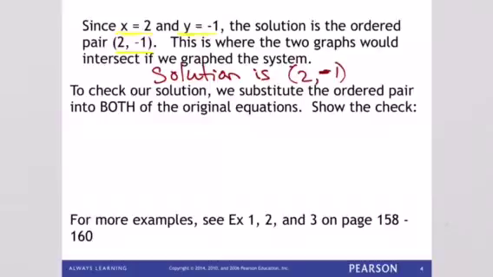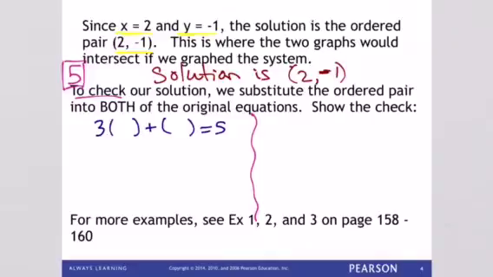Now, our last step that we never want to forget is checking. If indeed this is the ordered pair where these two lines intersect, then this ordered pair should be on both lines. In other words, both equations should be true if in fact this is a solution.